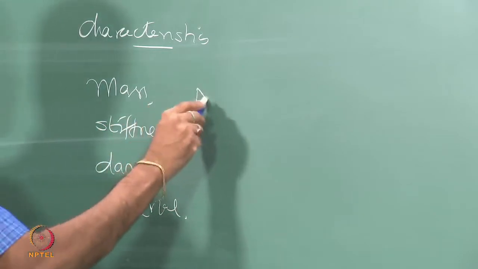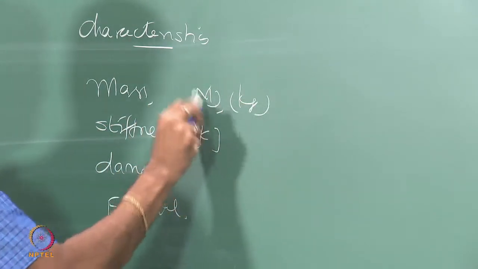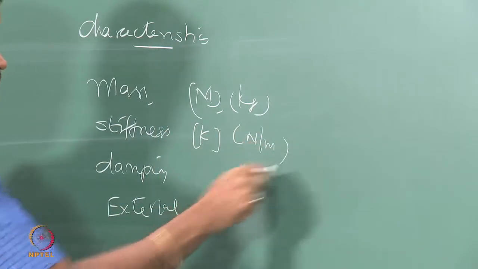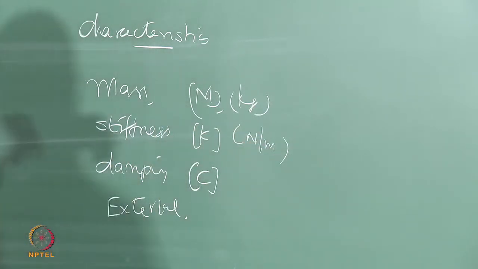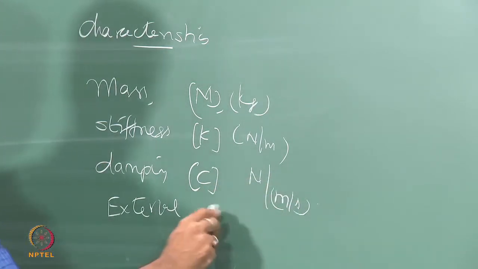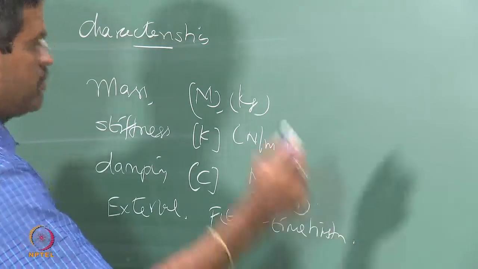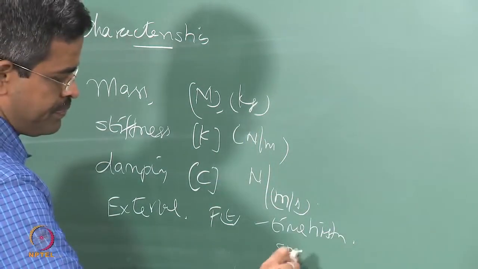So, mass is expressed in kg, stiffness in Newton per meter, damping in Newton per meter per second, and the external force f of t is a time history or a spectrum.